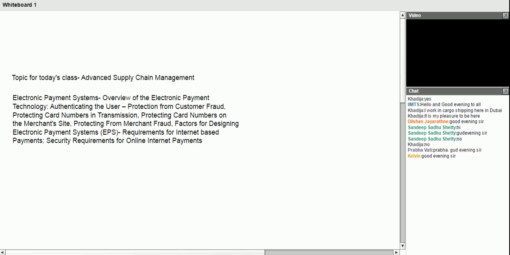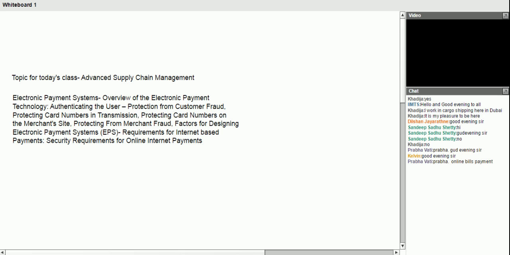Suppose you are buying something from Flipkart or Amazon, you are entering your card details, or you are giving money through internet banking or through your credit card or debit card by entering the details online. That is also a form of an electronic payment system.